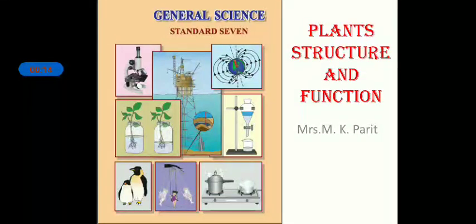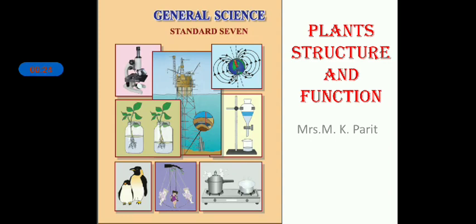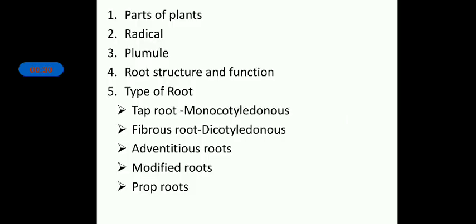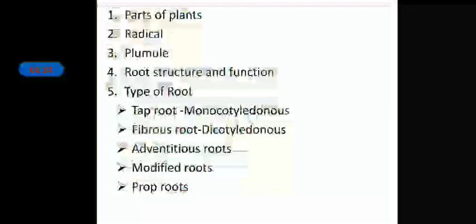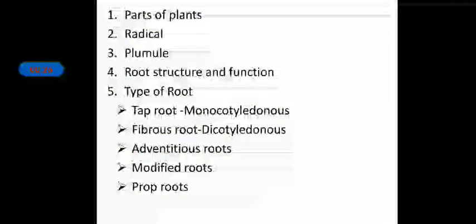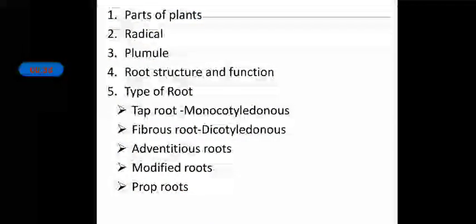Today we are going to learn our second chapter. The chapter name is Plant, Structure and Function. In the last chapter, we saw how there is diversity among plants, animals, and other living organisms. Before we start our chapter, we will take an overview of what points we are going to cover.